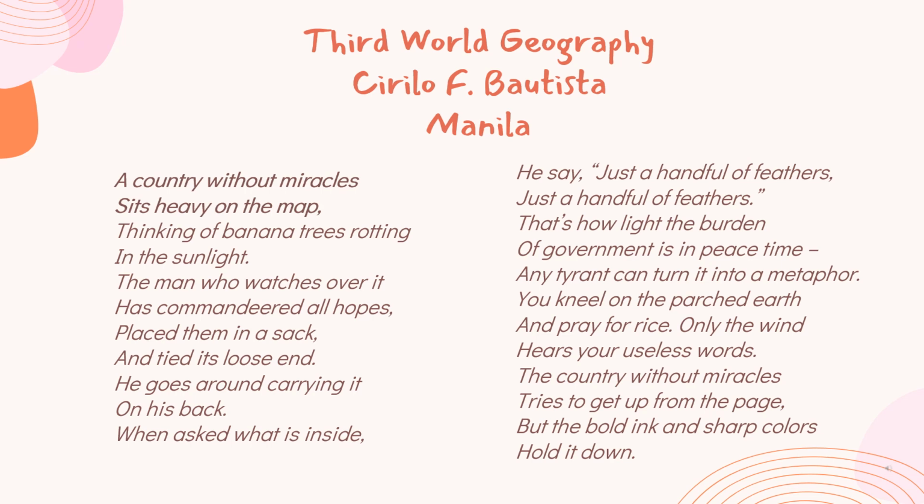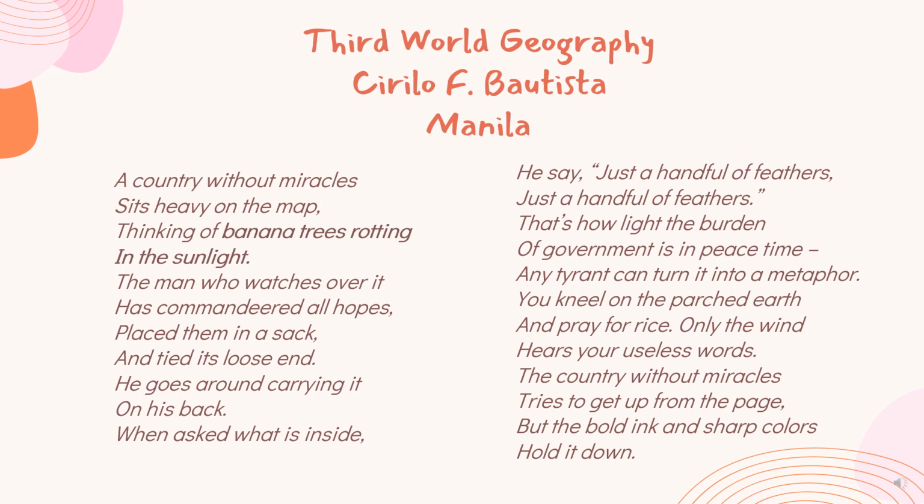Let us now dissect the meaning of the poem through its images. A country without miracles sits heavy on the map. This line is visual imagery. A country without miracles looks like a hopeless country. It sits heavy on the map because it is too hopeless to stand.